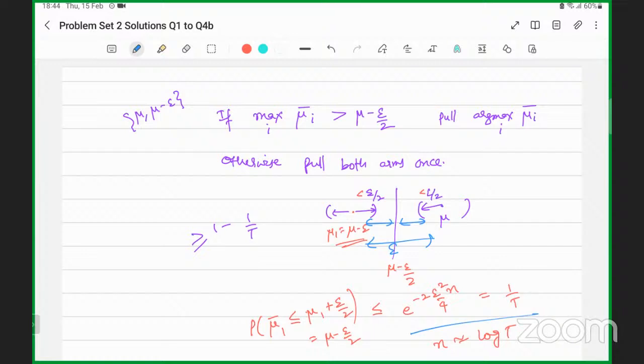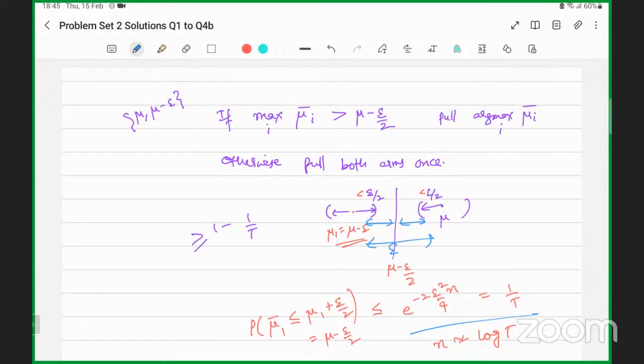If the total number of times the left side arm is played is less than log t, then the regret is less than log t, because the right side arm won't contribute anything to the regret since it is the optimal arm. If the left side arm is played less than log t times, then the total regret is less than log t. In that case we are happy.